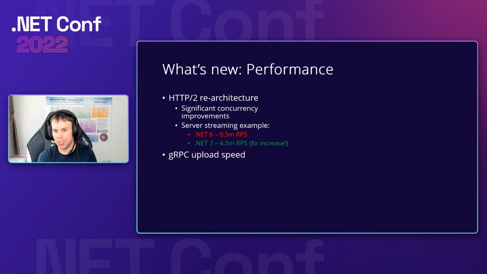Another improvement is HTTP2 upload speeds. They're now much faster when uploading large messages and there is latency. So HTTP2 back pressure was limiting upload speeds when there's latency. The reason for that is the client would send a burst of data to the server.